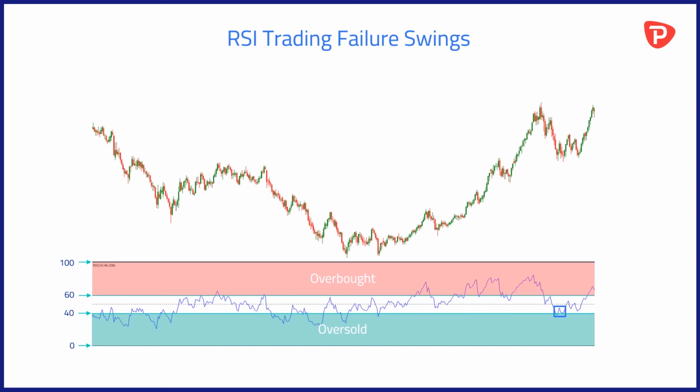The RSI line then holds above this level and goes on to make a higher high, as highlighted in the example in the blue box. You can place a trade long on the open of the next candle once the failure swing has confirmed a new high.